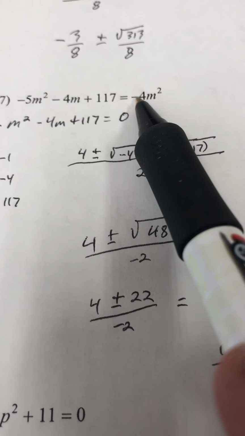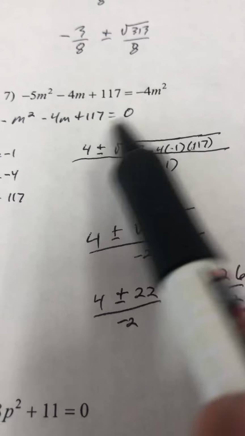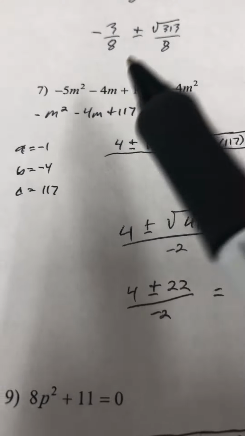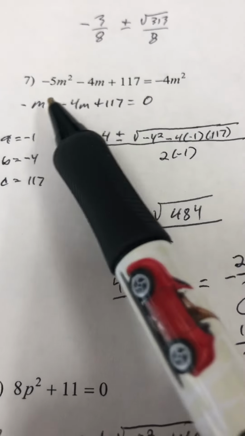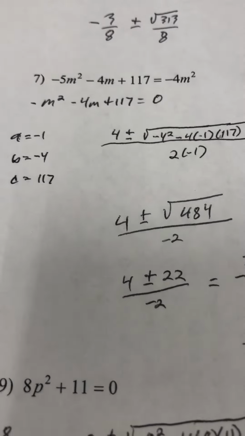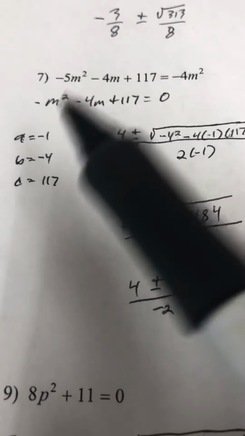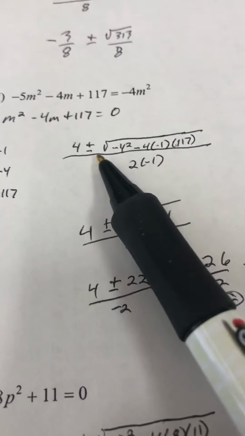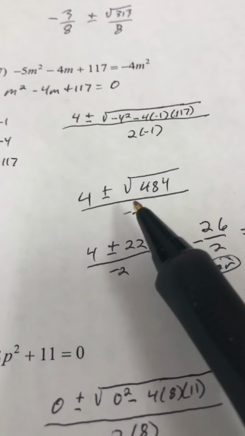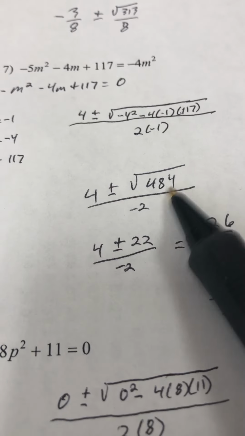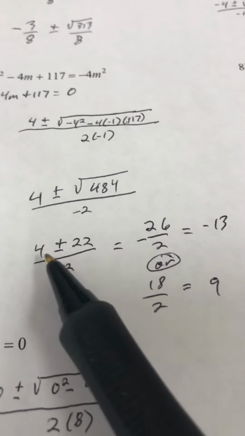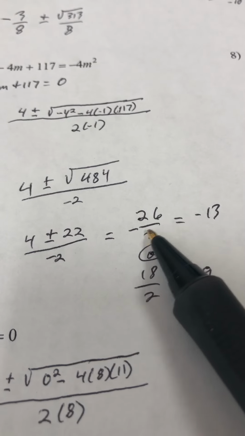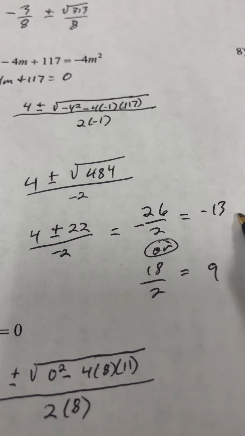All right, I can take this -4m squared and add it to the side. So -5m squared plus 4m squared gives me just -m squared, and that would be a -1. So my a is -1, my b is -4, and my c is 117. I complete what's in the square root first. The square root of 484 is 22. So I could actually work this one out. 4 plus 22 is 26, divided by -2 gives me -13.